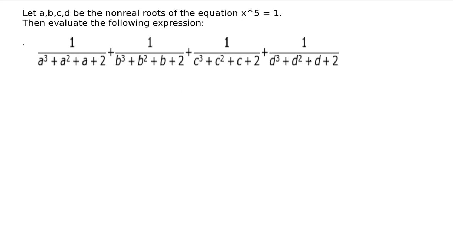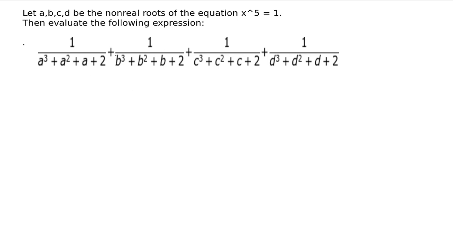This looks nasty. I haven't even read the problem, but okay. So let a, b, c, and d be the non-real roots of the equation x to the fifth equals 1. Then we want to evaluate this crazy expression.